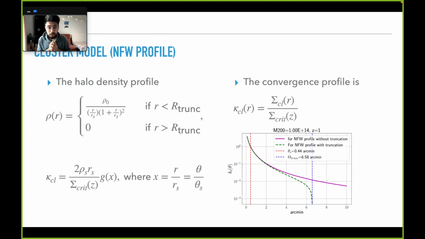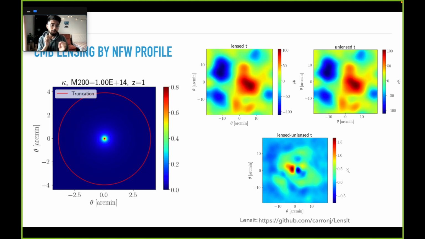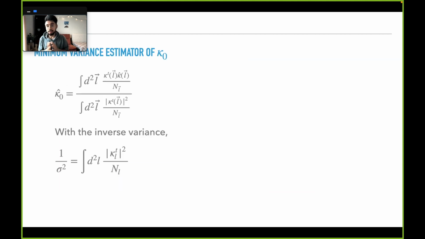And how does it work? When you have a spherically symmetric NFW model or mass profile in the line of sight of your CMB, it gives you a dipole-like structure in the lensed minus unlensed sky. And the idea is to catch this kind of structure and get the mass out of it. Like any other thing, it has an estimator.